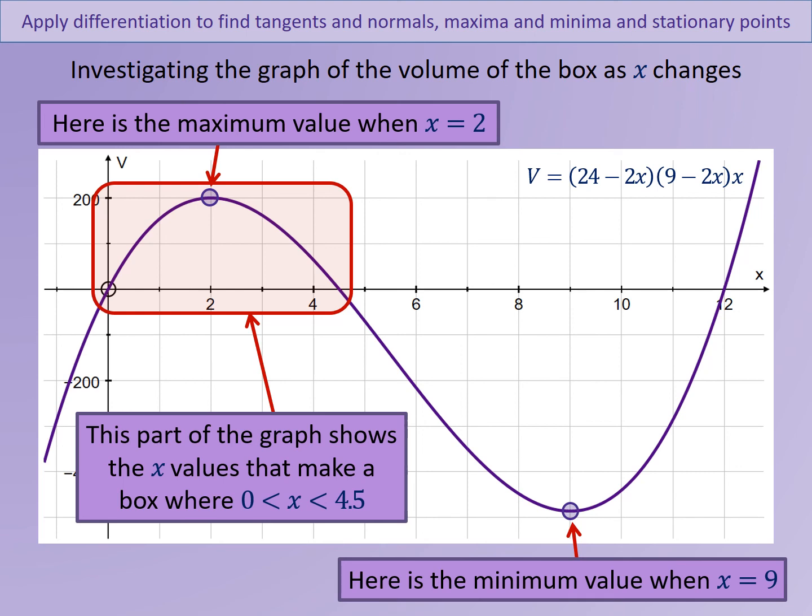Here is our second turning point when x is 9. It's not the value that we need, number one, because it's actually giving us the minimum value, but really there's no context to this minimum value because it's not in that selected area in the top left hand corner, which is the only part of the graph that we need to consider when solving this question.